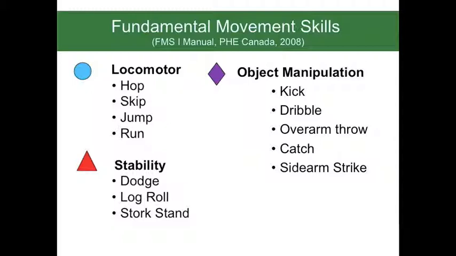Finally, stability is the ability to sense a shift in the relationship of the body parts that alter one's balance, as well as the ability to adjust rapidly and accurately for these changes with appropriate compensating movements. For example, dodging, log rolling, stork standing.